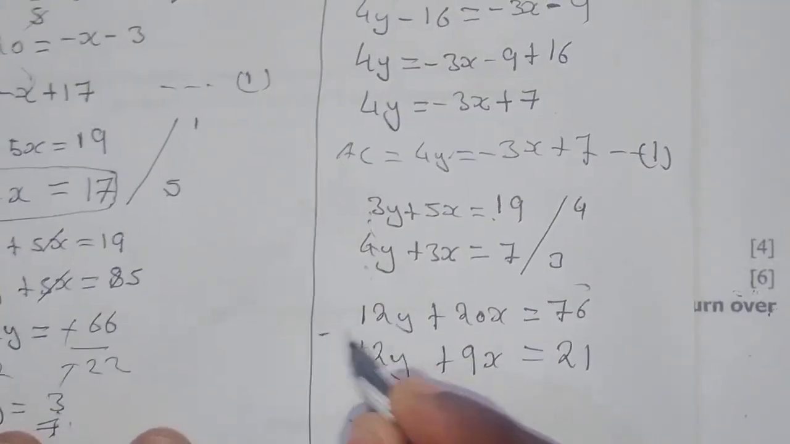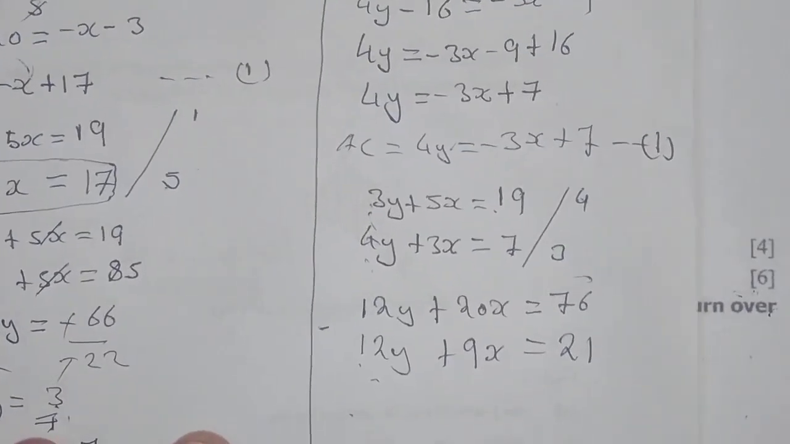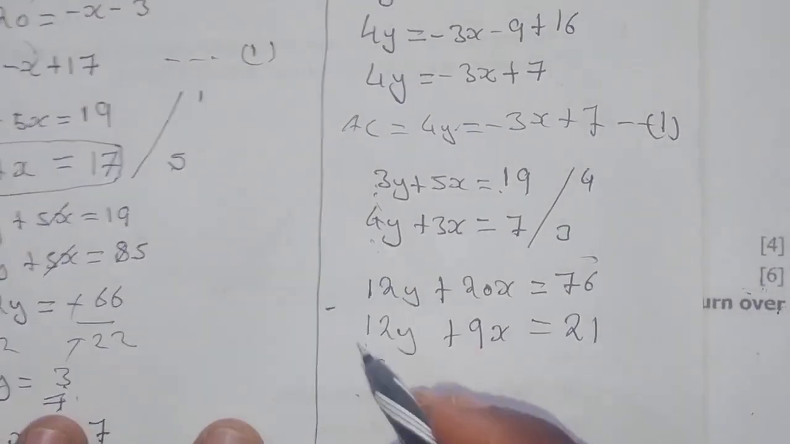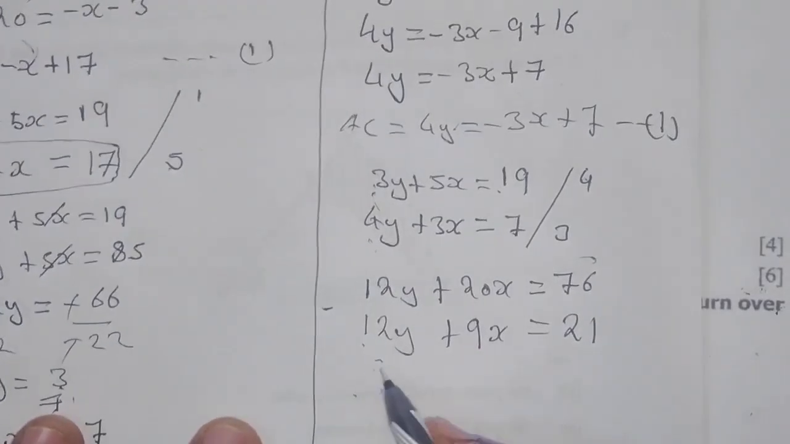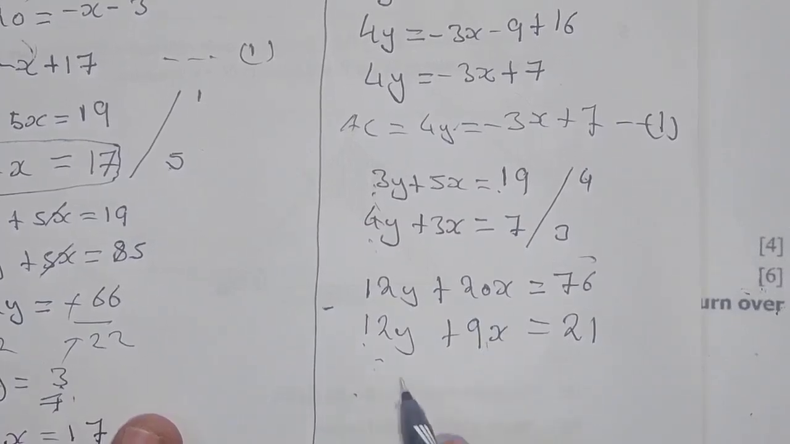Because this and this are positive, we introduce the negative sign to eliminate y. So 12y minus 12y gives us 0. So here we have 0. So 20x minus 9x, we're going to have 11x.